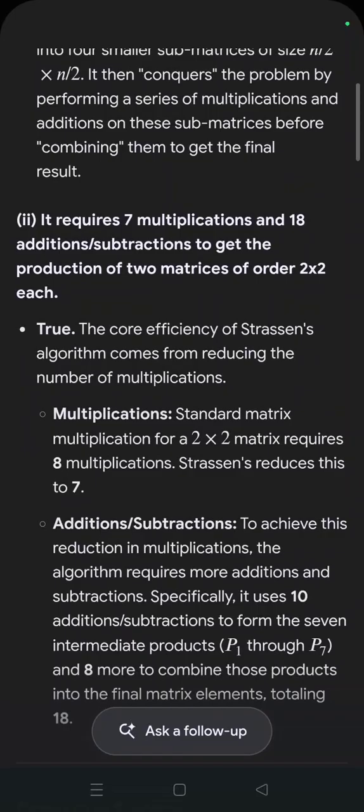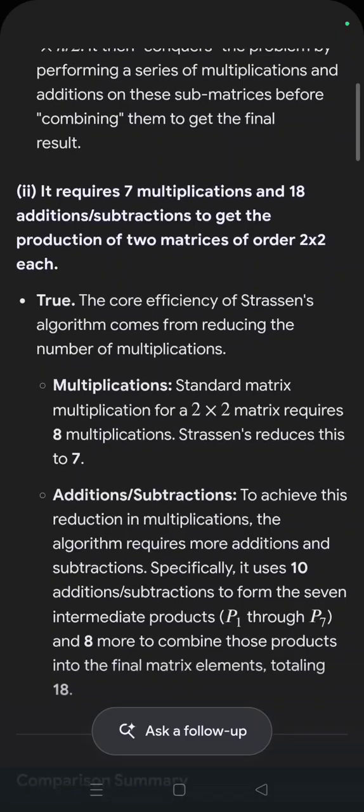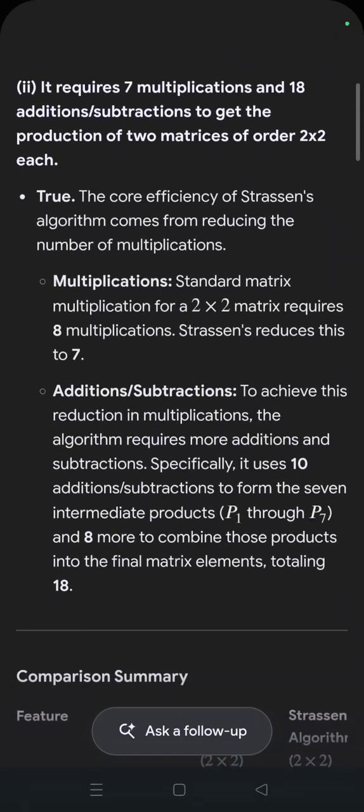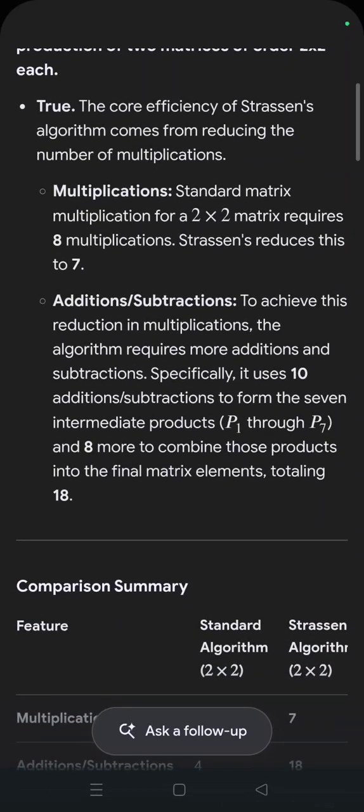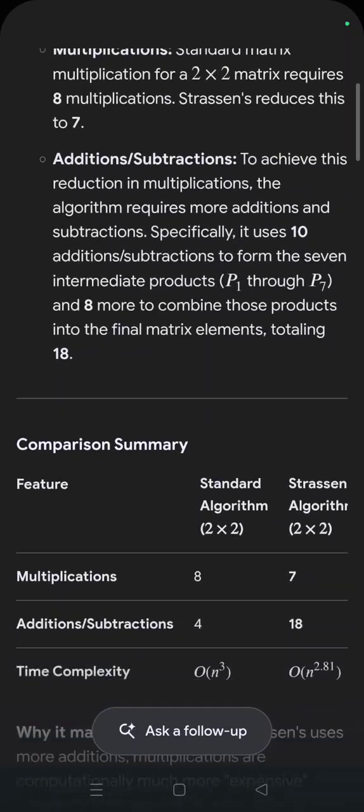True. The core efficiency of Strassen's algorithm comes from reducing the number of multiplications. Standard matrix multiplication for a 2 cross 2 matrix requires 8 multiplications. Strassen reduces these to 7, with additions or subtractions to achieve the result.